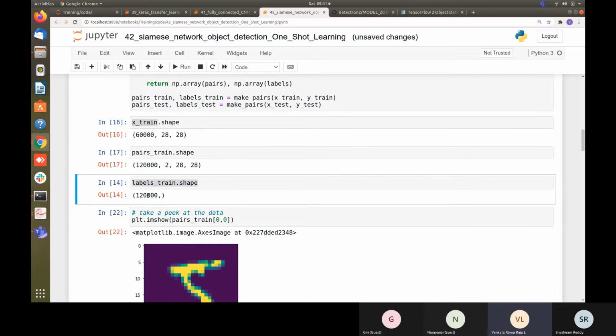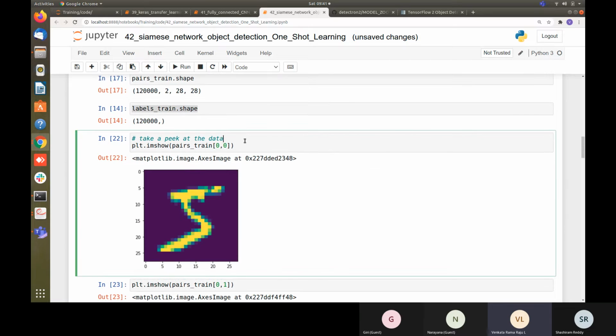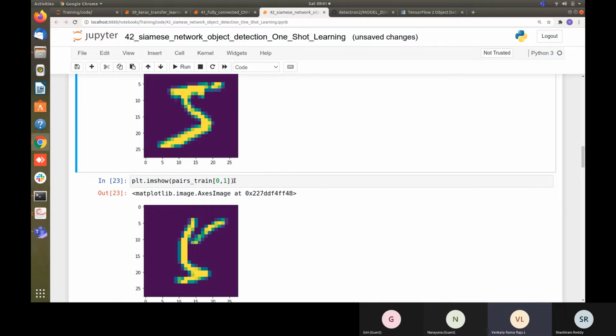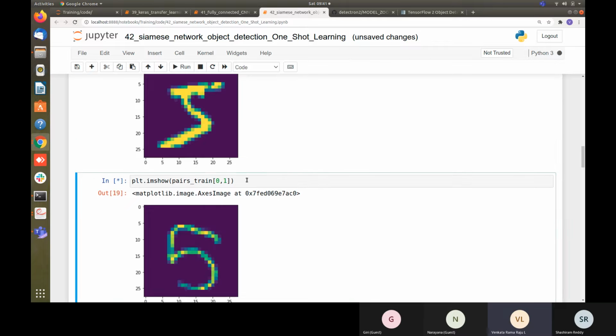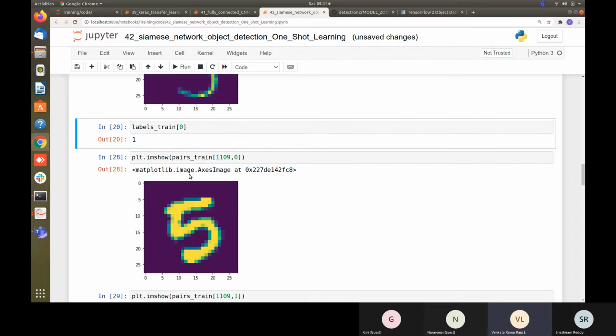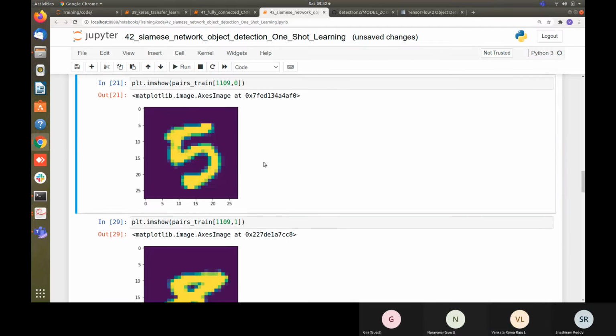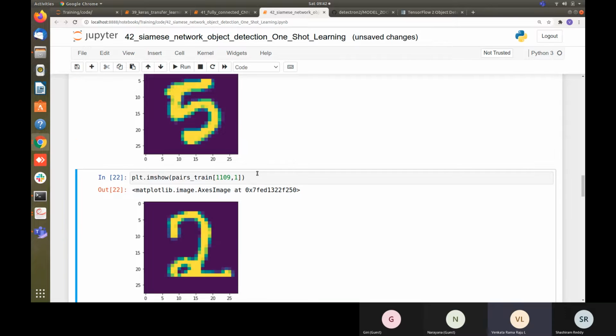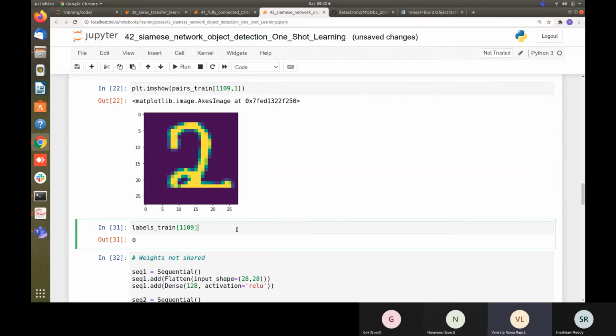Now the labels are the same. So the make pairs works well. Make pairs of 0, 0 is 5. Make pairs of 0, 1 is 5. Now make label train equal to 1. So I have taken a negative example here. So some index, 1, 1, 1. So you see this negative sample. And now the target will be 0.